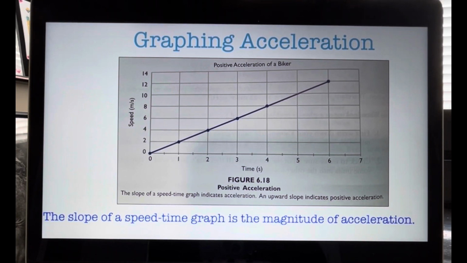So this graph is positive acceleration. The slope of a speed time graph indicates acceleration. An upward slope indicates positive acceleration.